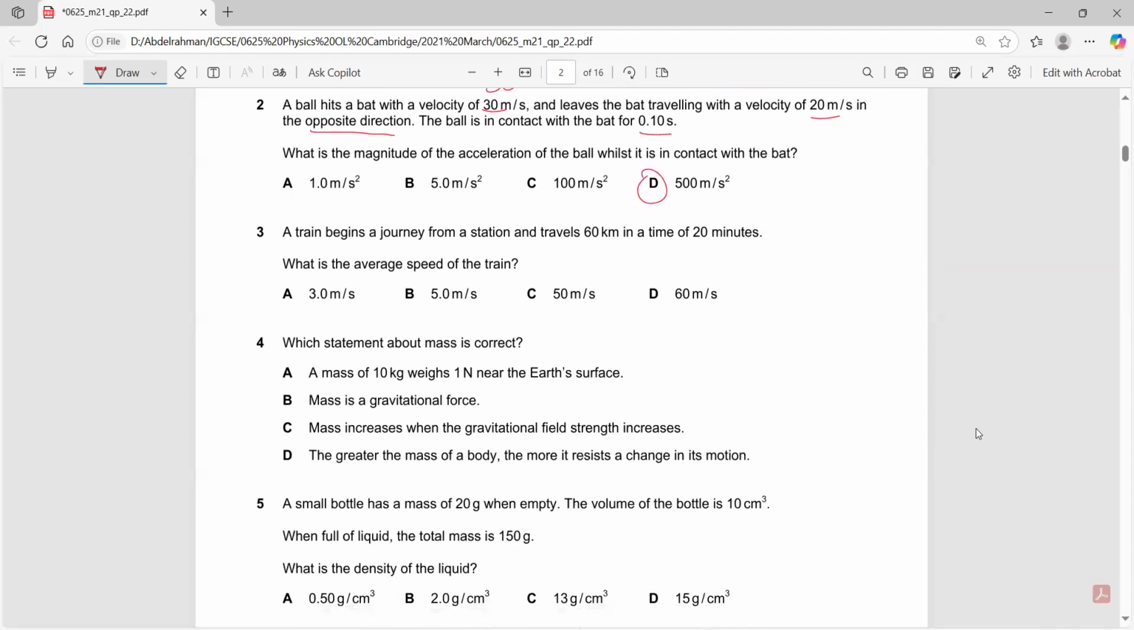squared. A train begins a journey, travels 60 kilometers in 20 minutes. What is the average speed in meters per second? So this is actually 6,000 kilometers and a total time of 20 minutes times 60. 20 times 60. So this is 50 meters per second. Total distance over total time. I'm sorry, this is not 6,000, this is 60,000. Yes, this would be 50.